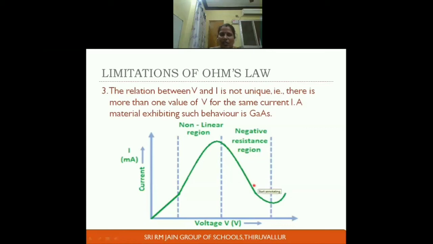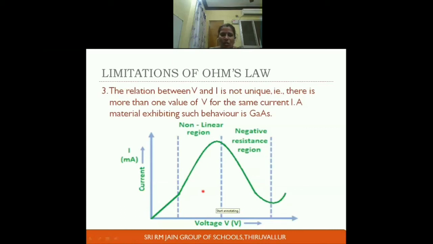So here is the graph. We are increasing the voltage, but the current is decreasing. So this region is the linear region up to this point. From here to here, it is a non-linear region, and this portion is a negative resistance region.